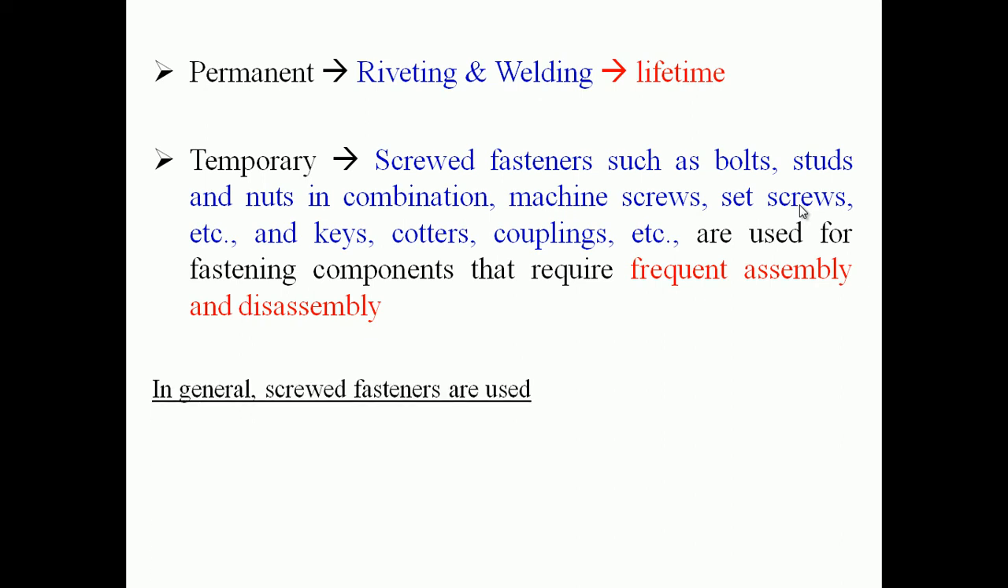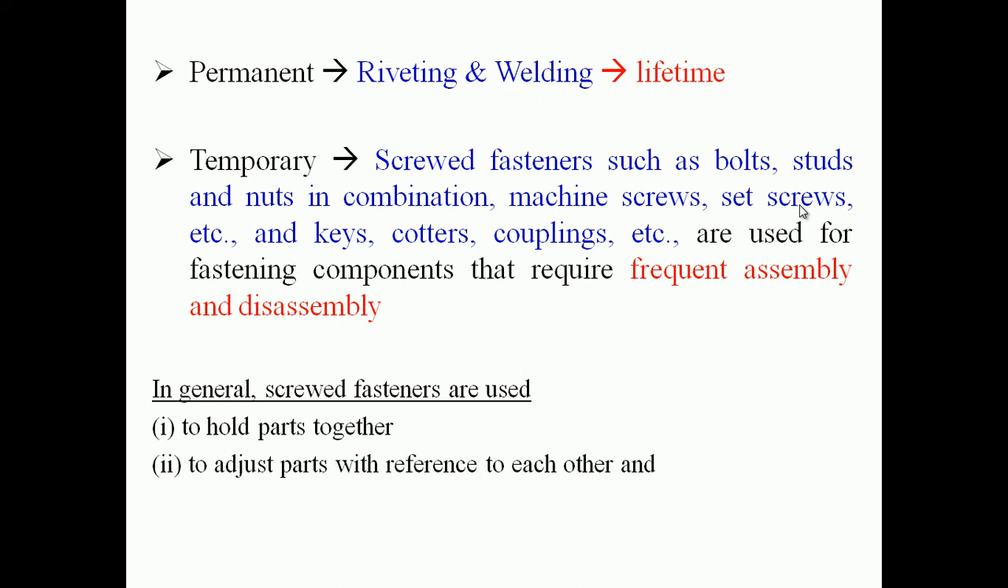What are the purposes of screw fasteners? Number one is to hold parts together, as we said, permanent and temporary fasteners. The next one is to adjust parts with reference to each other. And the third important one is to transmit power. These are the major areas where screw fasteners are used: one is to hold parts together, second is to adjust parts with reference to each other, and the third is to transmit power.